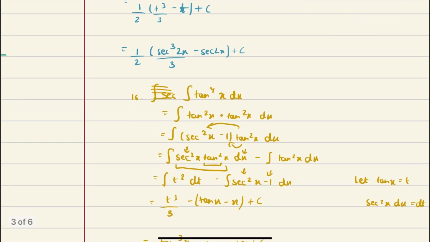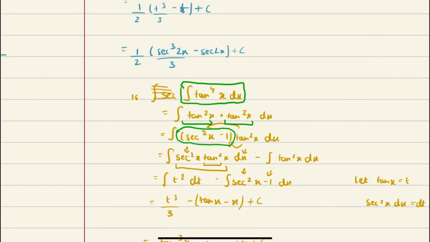All right. Now for the 16th question, this was the question. We broke it up into two pairs of tangent squared x, and we wrote one of them as secant squared x minus 1. Just going to check if we're recording, by the way. Yeah, we are. Then we multiplied it out. So the first term became secant squared x times tangent squared x, and the second term became tangent squared x.